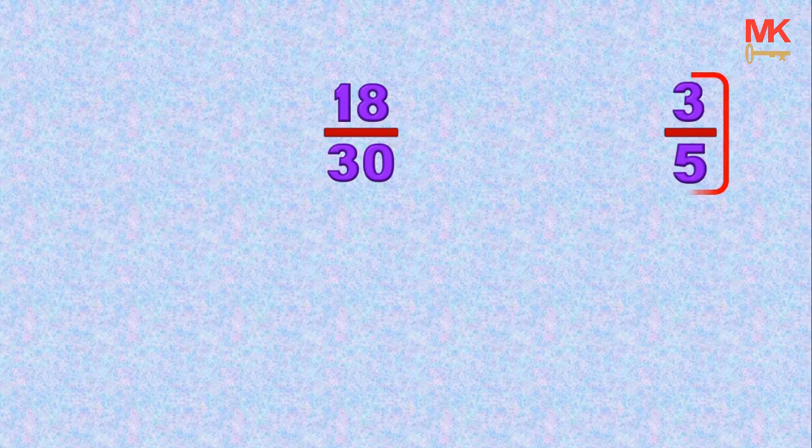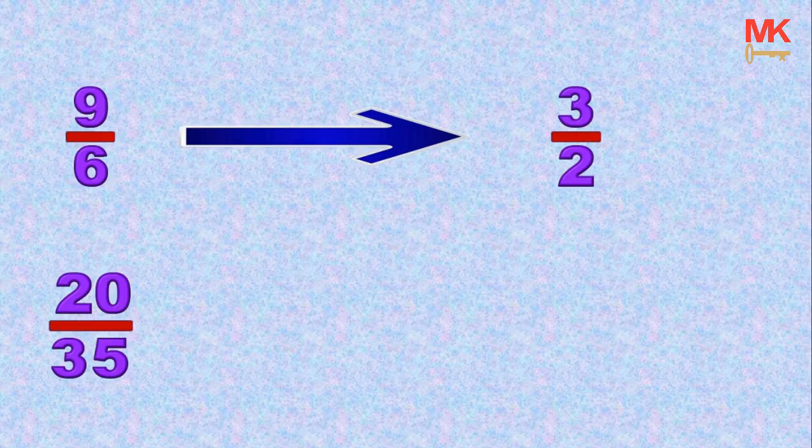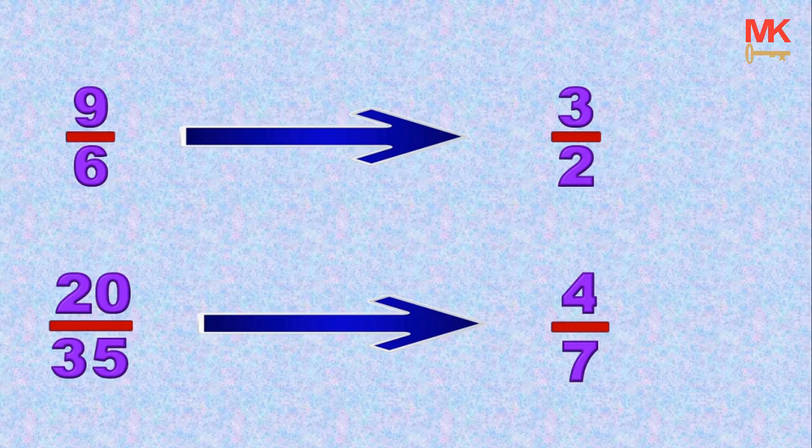So is the fraction 3 over 5 in its lowest term? Certainly yes. Therefore, the lowest term of the fraction 18 out of 30 is equal to 3 over 5. Other examples of fractions in their lowest terms are 9 out of 6 reduced to 3 out of 2, and 20 out of 35 reduced to 4 out of 7. Note that the fraction 9 out of 6 has been reduced by the number 3, and the fraction 20 out of 35 has been reduced by the number 5.